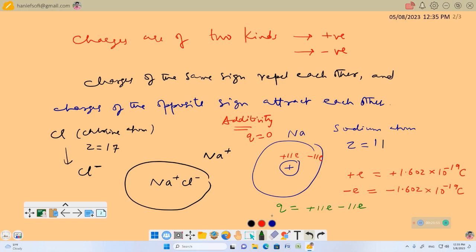So it becomes 0. But in case of sodium positive, when I find charge, it is plus 11e but minus 10e because it has lost one electron. So its charge becomes plus e, plus 1e, right? So this additivity property holds for electric charge. To find the net charge in a body, you algebraically add all the charges in it.